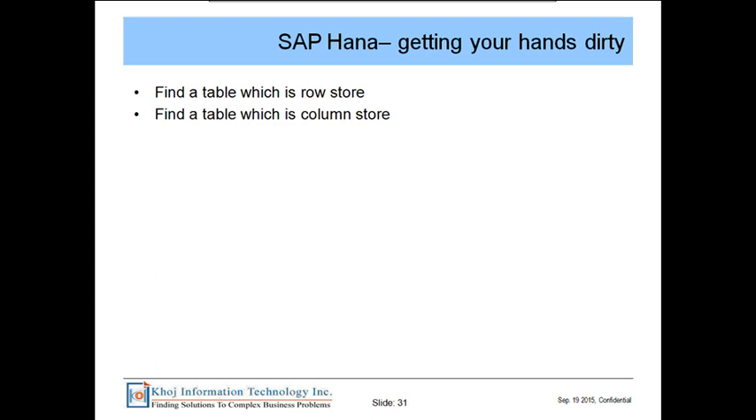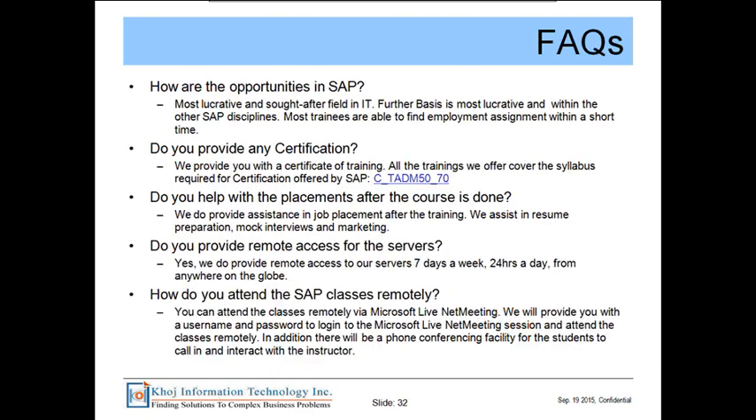Raj, I think this one you already covered, right? Find a table with a row store, with a column store, right? You went through this while you were showing HANA, correct? Or did you want to go through this again? I think that's enough. We may be running out of time, so let's focus on the other things as well. All right, good.